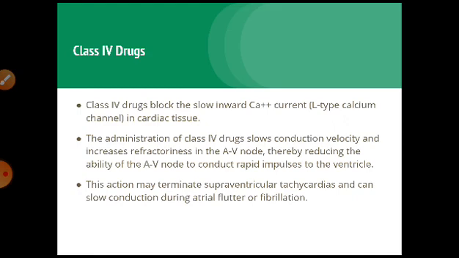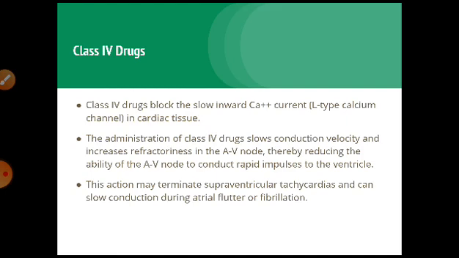The administration of class 4 drugs slows conduction velocity. So they are decreasing the conduction velocity and increasing refractoriness. The refractory period will be prolonged in the AV node, thereby reducing the ability of the AV node to conduct rapid impulses to the ventricle, because their whole focus is on the AV node, and you know very well the AV node receives the impulses from the SA node and conducts them further. So here this conduction is going to be affected.